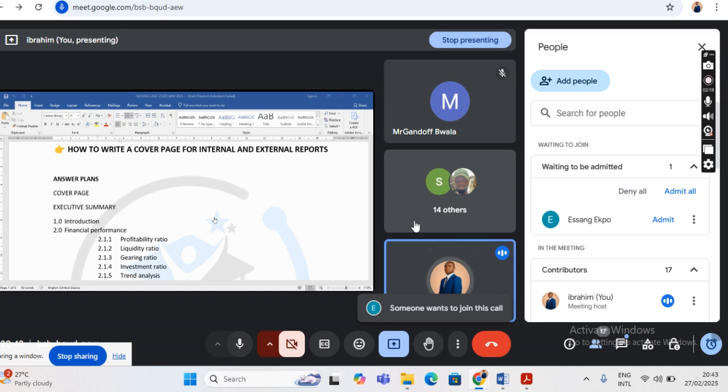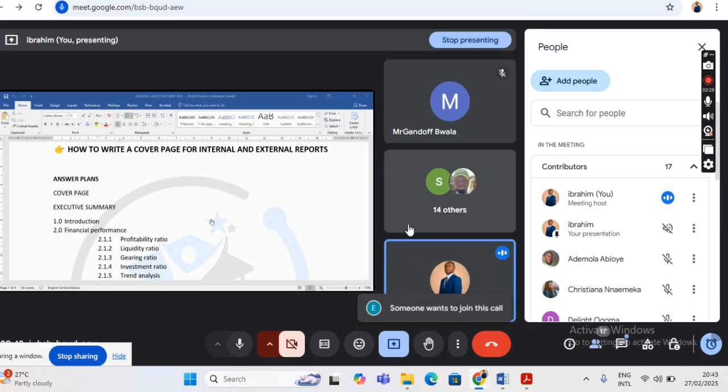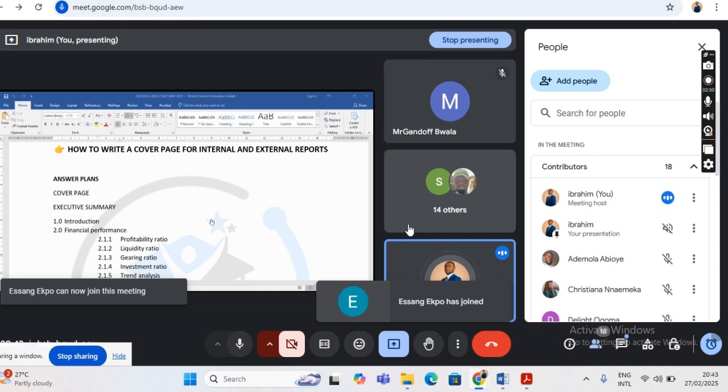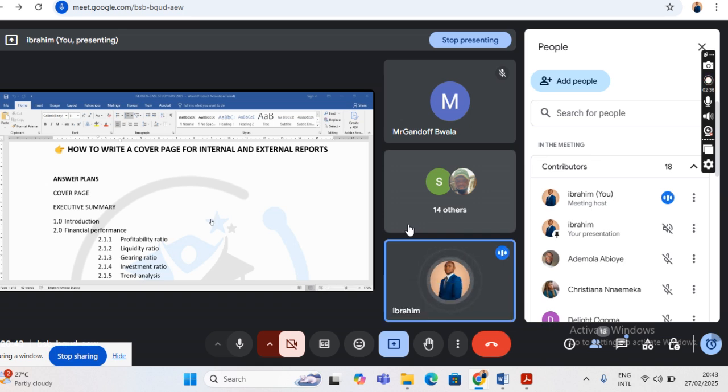And if you use the format of an external report for an internal report, it's just the beginning of failure, because the examiner will look at it and see that someone used the cover page that's supposed to be for internal, for instance, for external. That is the beginning of failure. That is why it is very important to know how to identify if a report is an internal report or external report.